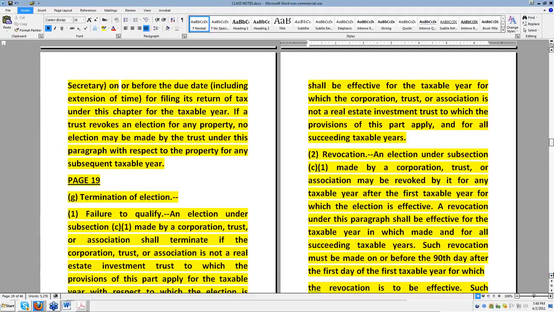Revocation. An election under subsection C1 made by a corporation, trust, or association may be revoked by it for any taxable year after the first taxable year for which the election is effective. A revocation under this paragraph shall be effective for the taxable year in which made and for all succeeding taxable years. Such revocation must be made on or before the 90th day after the first day of the first taxable year for which the revocation is to be effective.